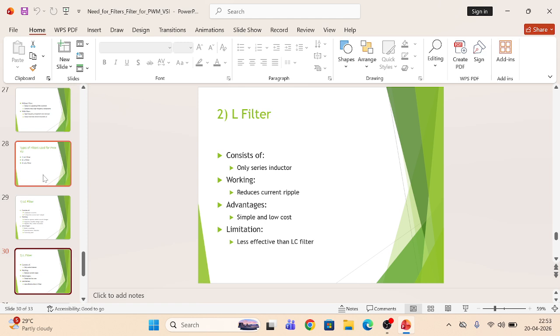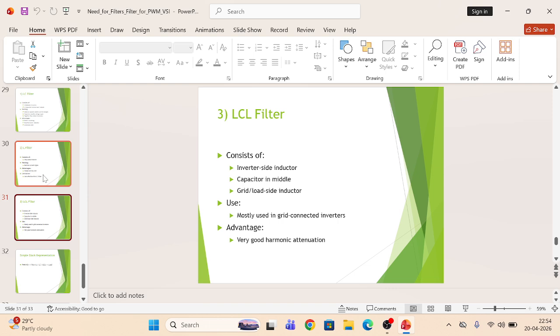Then L filter. L filter uses only an inductor. It is simple but less effective. It consists of only a series inductor. Working is to reduce current ripple. Advantage is that it is simple and low cost. Limitation is that it is less effective than LC filter. Then LCL filter. LCL filter gives better harmonic reduction and is used in grid connected systems. It consists of an inverter side inductor, a capacitor in the middle, and a grid or load side inductor. Mostly used in grid connected inverters. Advantage is very good harmonic attenuation.